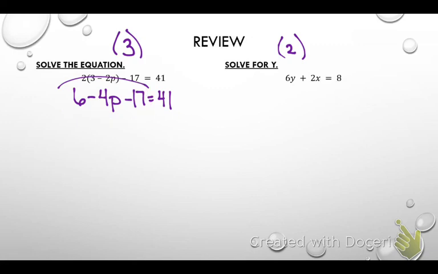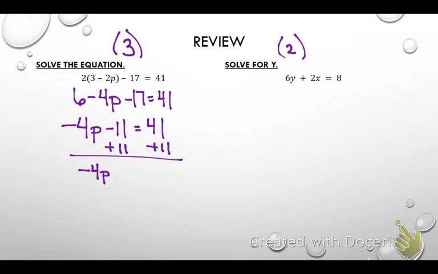6 minus 17. What's 6 minus 17? Negative 4p minus 11. If you wrote negative 11 minus 4p, it's the same thing. Equals 41. What do you do now? Add 11, both sides. Negative 4p equals 52. Now what do I do? Divide by negative 4, both sides. And p equals negative 13.